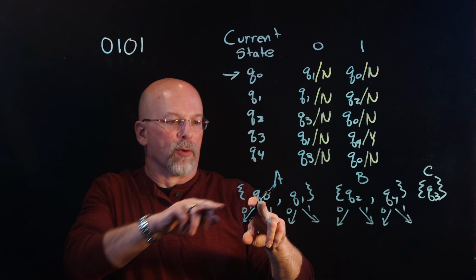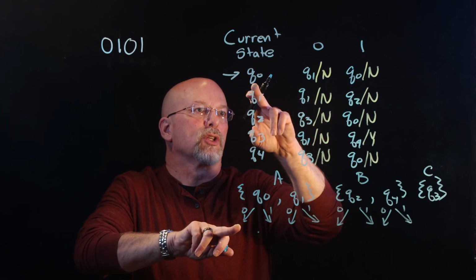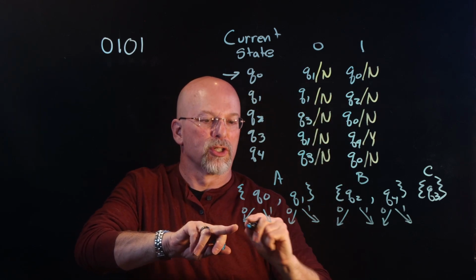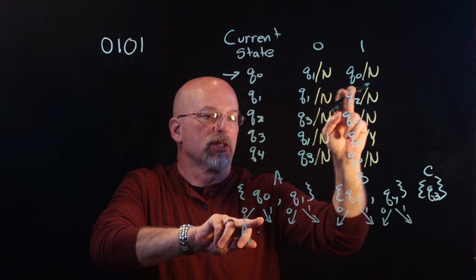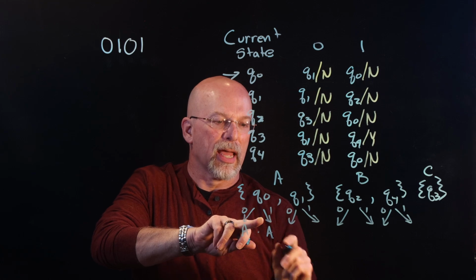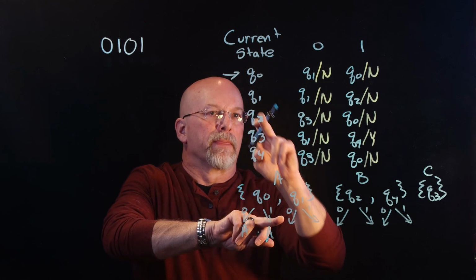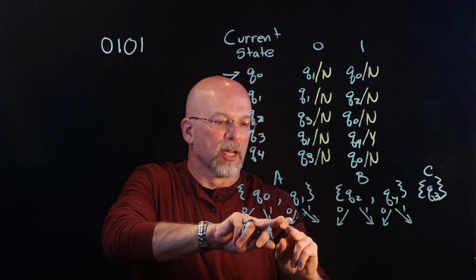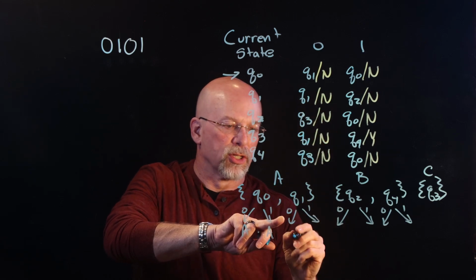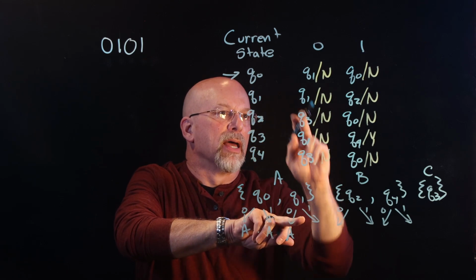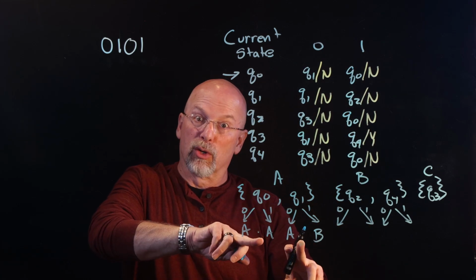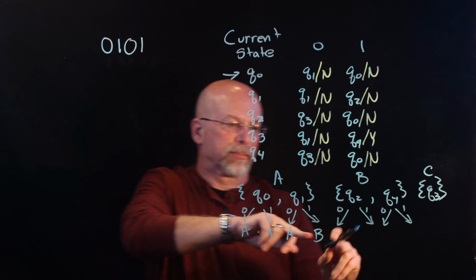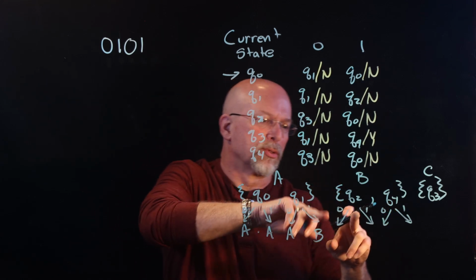All right, so if we're in Q0, a 0 brings us to Q1, which is in set A. A 1 from Q0 brings us to Q0, which is in set A. Q1, a 0 brings us to Q1, which is in A. A 1 brings us to Q2, which is in set B. So these two are going to have to be broken down again into two separate groups.